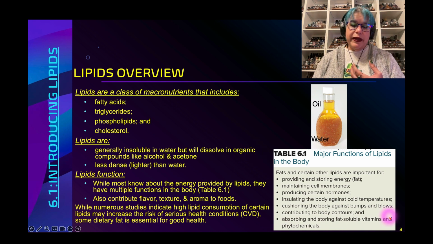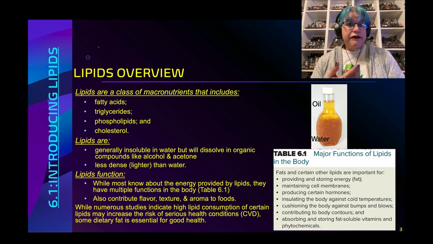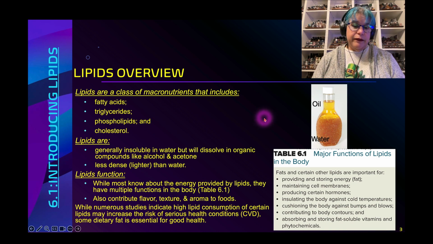And finally, absorbing and storing fat-soluble vitamins and phytochemicals. So if something is fat-soluble, it will only dissolve in fats. Unfortunately for us, our blood and most of the way that we move things in our body is going to be using the watery environment of our blood. When it comes down to it, we do have vitamins, we do have phytochemicals that are fat soluble, meaning they will not go into water. So we have to piggyback those things on the fats that we are absorbing in our digestive tract. So that is actually a function.